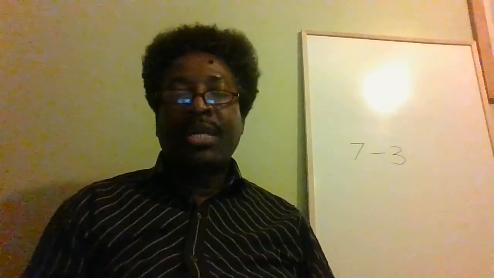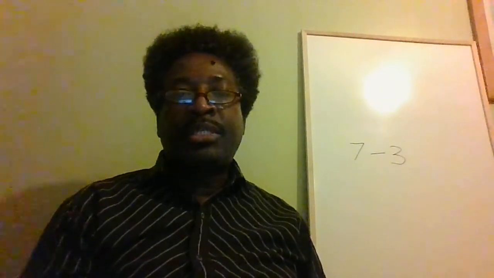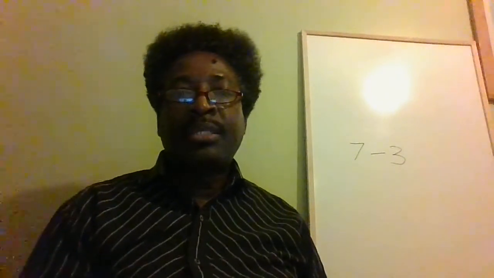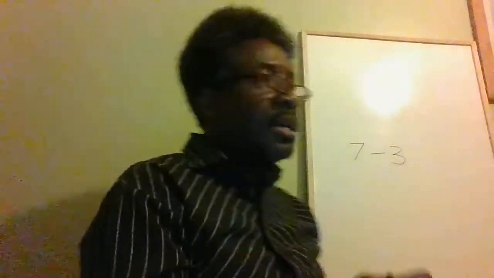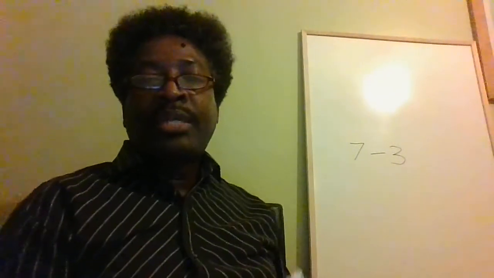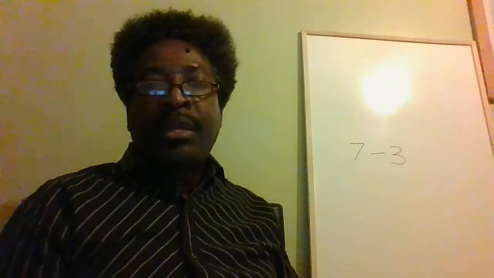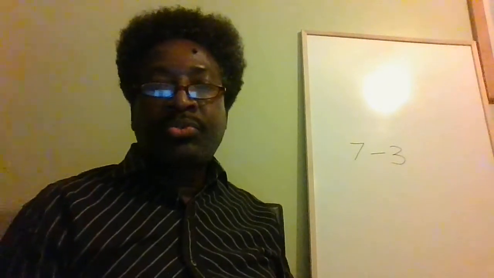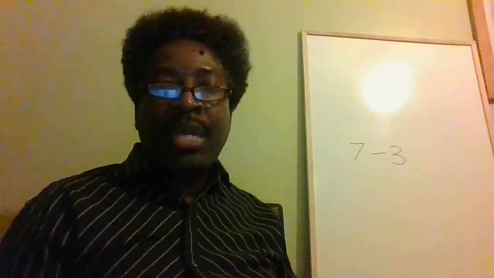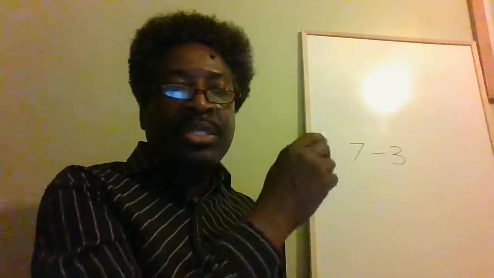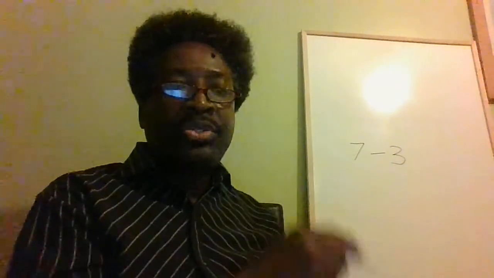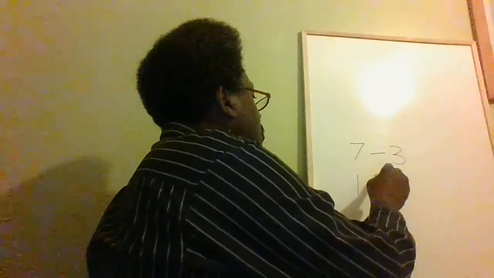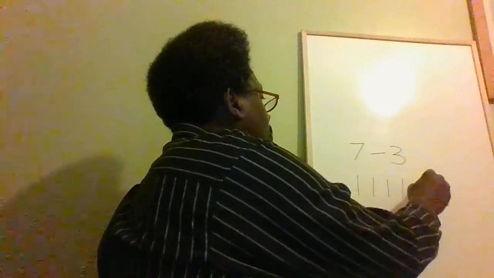With time, we were no longer using lollipop sticks. The teacher said use lines to represent lollipop sticks. Just use lines. So 7 take away 3. I draw 7 lines. Of course, at this time, I know how to count. That's the first thing we learned in nursery and primary school, how to count. Now that I could count, I can count 7 lines and draw them. So 1, 2, 3, 4, 5, 6, 7. So those are 7 lines.